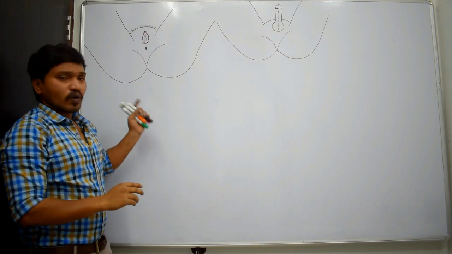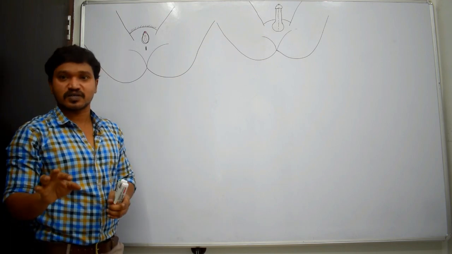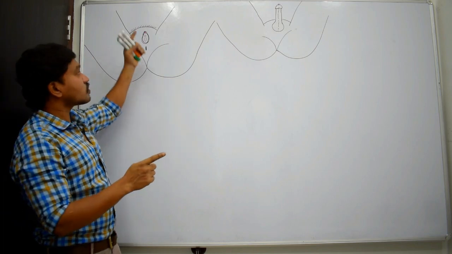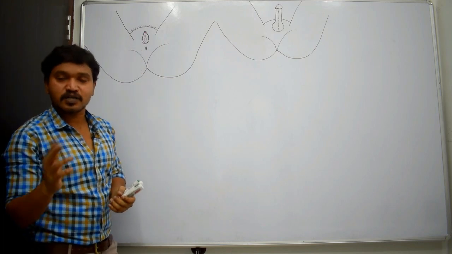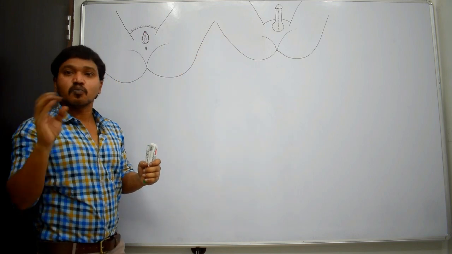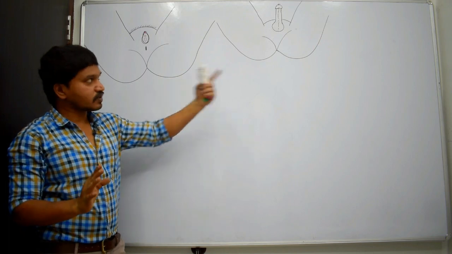Now what are the boundaries of the perineum? Here we have superficial boundaries and deep boundaries. Superficial boundaries means we can draw those boundaries over the skin surface itself. Deep boundaries means if you remove the superficial structures, we can see the bony and ligamentous structures. Those are the deep boundaries that we will discuss.